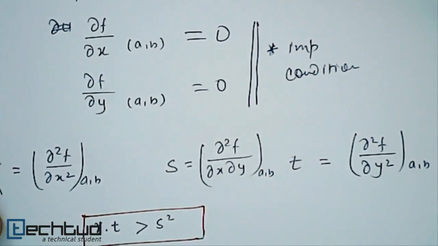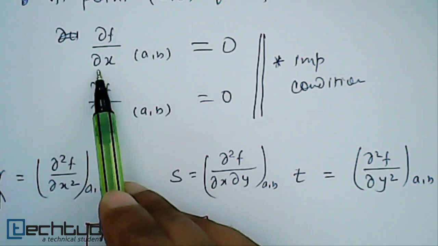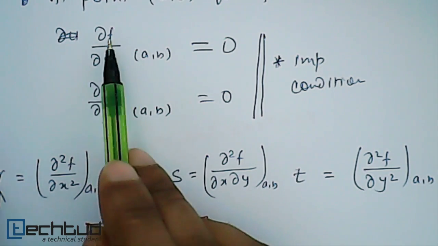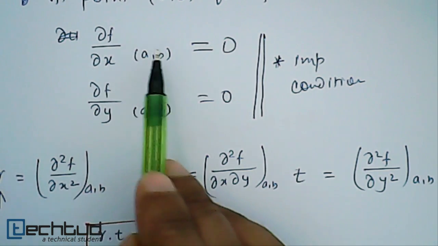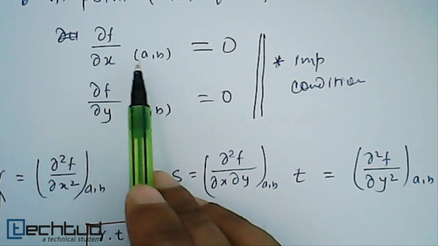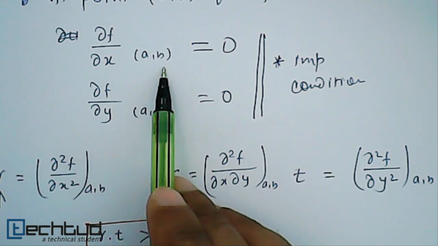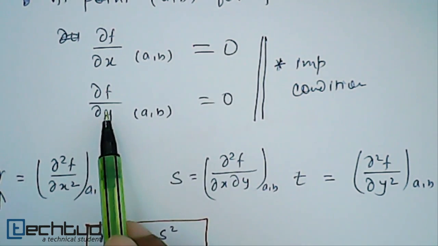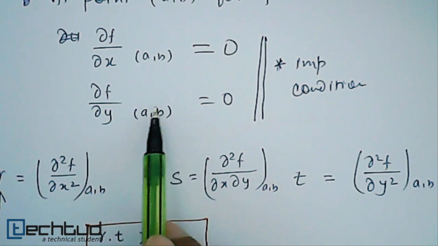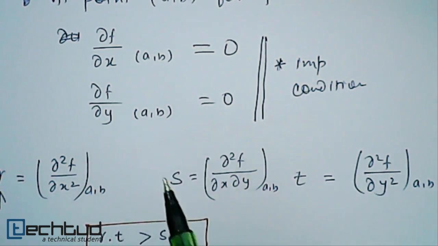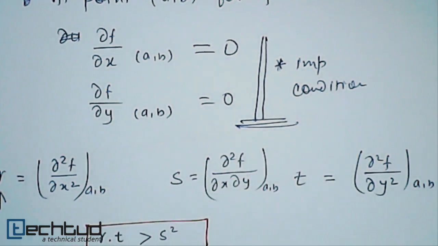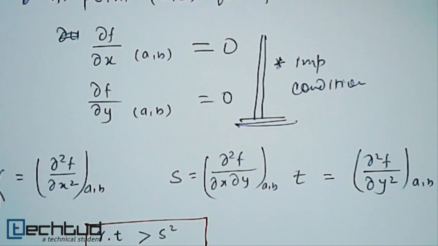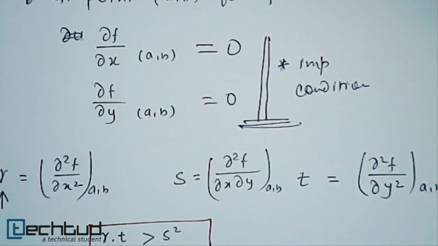Let's revise the steps. First of all, we will find del f by del x of this function at AB, and this should be equal to 0. Again we will find del f by del y at AB, the same point, and this should be equal to 0. This is an important condition which should hold for a maxima or minima to exist at point AB.